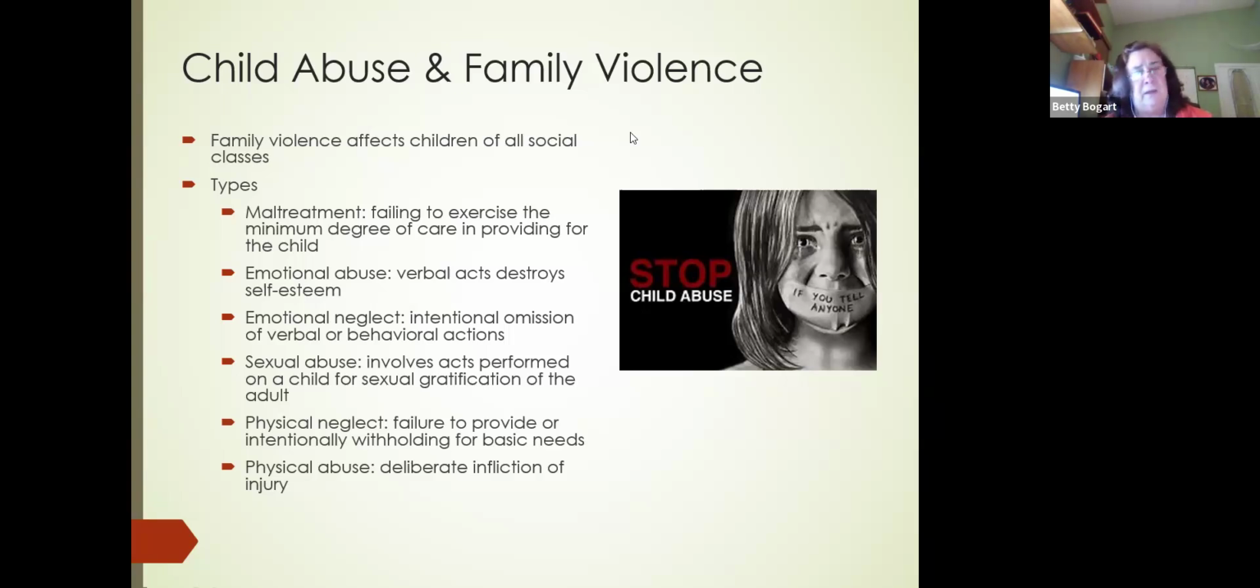Sexual abuse, and it's because the adult wants some sort of sexual gratification. Many different things could be sexual abuse. Physical neglect, when they intentionally withhold their basic needs.